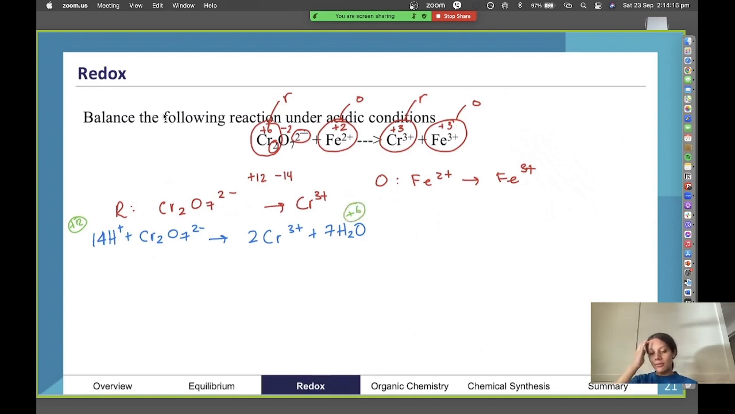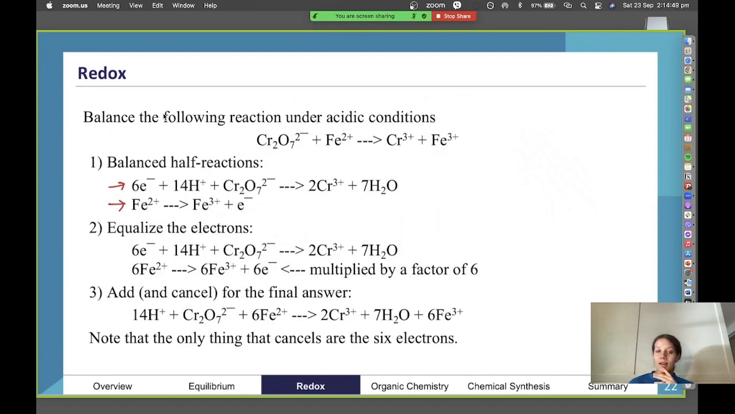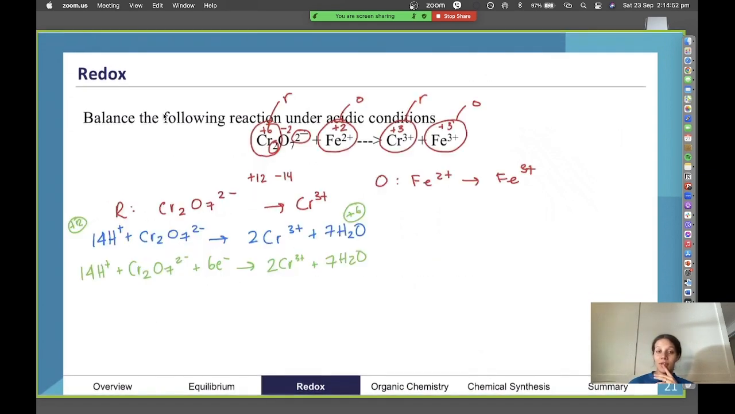Therefore, to balance this out, we need to add electrons to the side that's more positive. The more positive side is the reactants, so we're going to add 6 electrons there to bring that +12 down to +6, because each electron has a -1 charge. That means our next line has our 6 electrons, and then that gives us our 2Cr3+ and 7H2O. Now that's our fully balanced half equation for the reduction side.